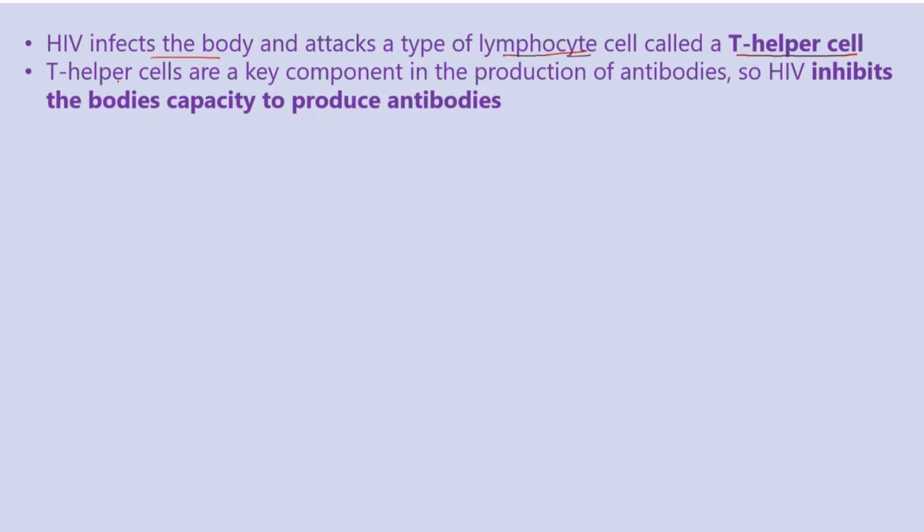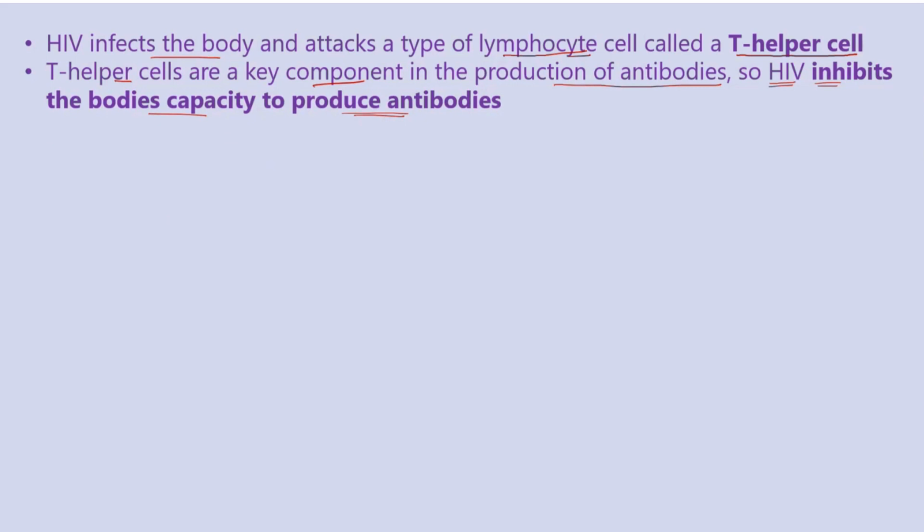Yes, sir. Okay, so remember T helper cells are a key component in the production of antibodies. So HIV inhibits the body's capacity to produce antibodies. How? Because it is destroying the T helper cells, right? So the body will not be able to produce antibodies. So if the body cannot make antibodies, what will happen? If a pathogen enters your body, you will not be able to fight against that pathogen, right?